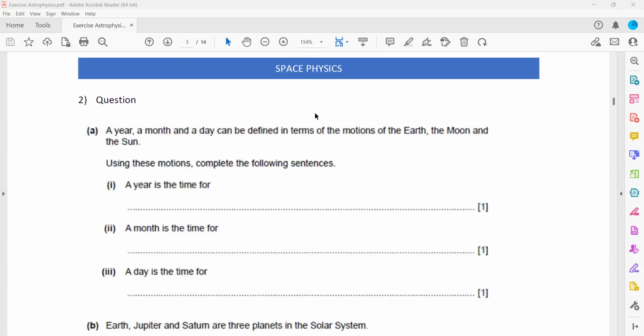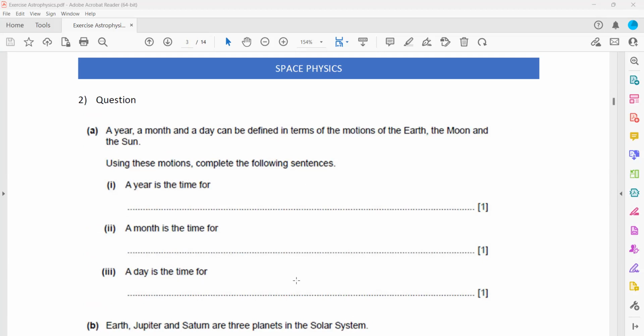Starting with question 2. A year, a month, and a day can be defined in terms of motion of Earth, the moon, and the sun. You can use mic, you can use chat, or you can use screen annotation for any question you want to answer. Using these motions, complete the following sentences.